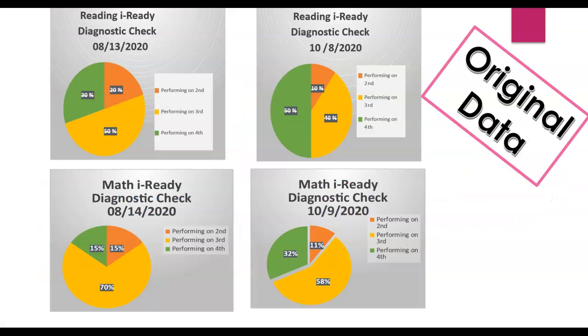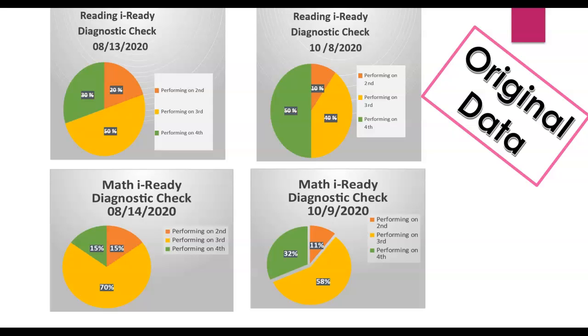Original data. Given the results from the iReady diagnostic assessments, as you can see in figures 1 through 4, when the students started 4th grade in both reading and math, most of the grade level was performing on a 2nd or 3rd grade level. From August to November in reading, shown in figures 1 and 2, there was a small gain in reading and 20% of the class went up to 4th grade level. However, 50% of the class was still performing on a 2nd and 3rd grade level.